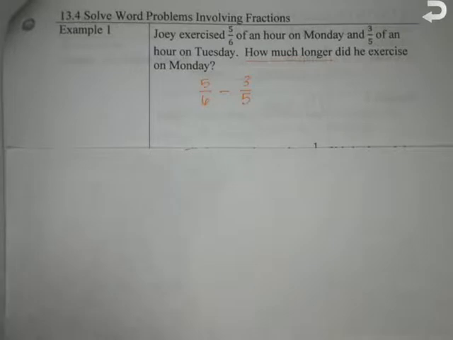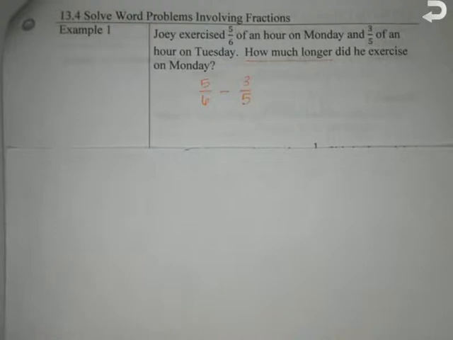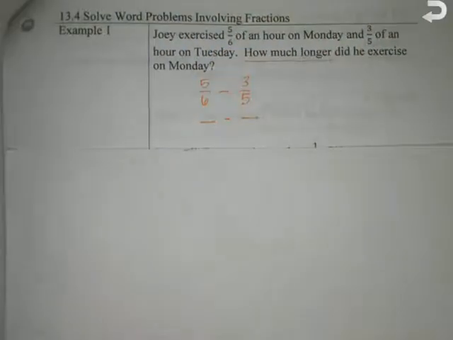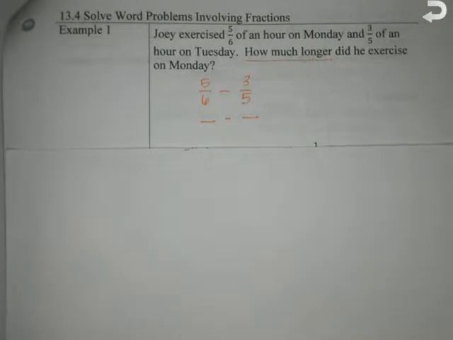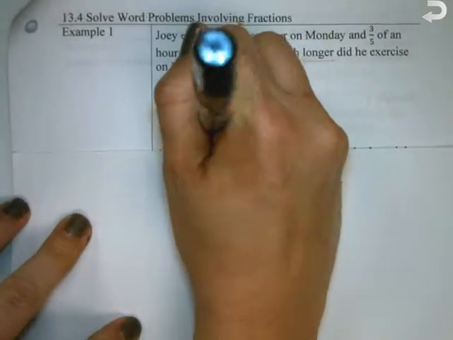Okay, this looks like something we can do. What do I need to do first? Jacob, what do I do first? I need to get a common denominator. Good. So I'm going to set it up. Look at the problem. Think about it for a second. Find a common denominator, please. Don't tell me what it is, though. I got 30. So let's put 30 down there.